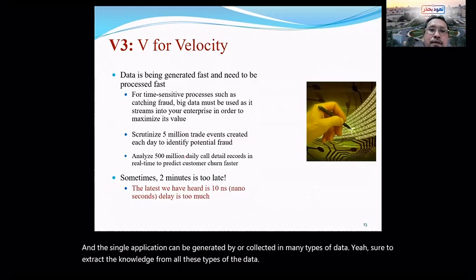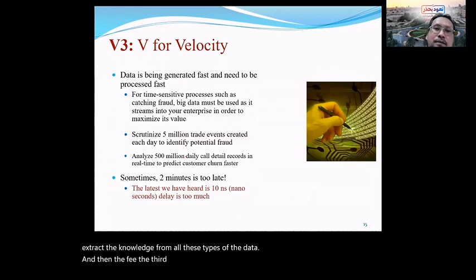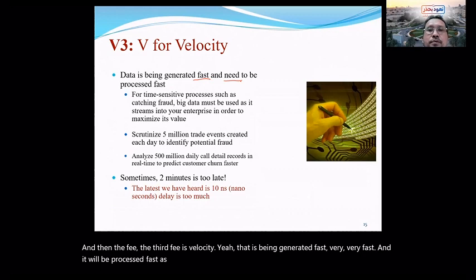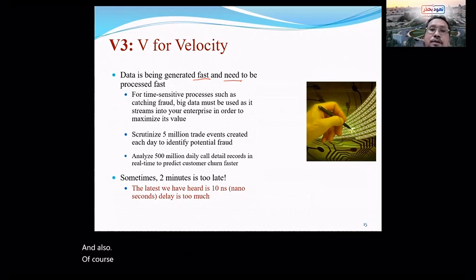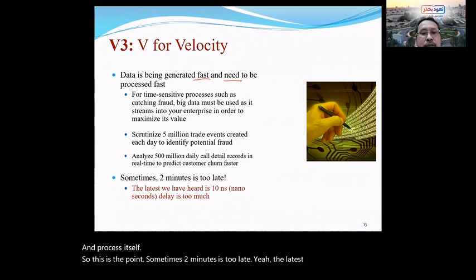And then the third V is velocity. That is, data is being generated very, very fast, and it has to be processed fast as well. So we have to consider time-sensitive processing, and of course the speed of the process itself. Sometimes 2 minutes is too late. The latest we have got is that a 10 nanosecond delay is too much today.